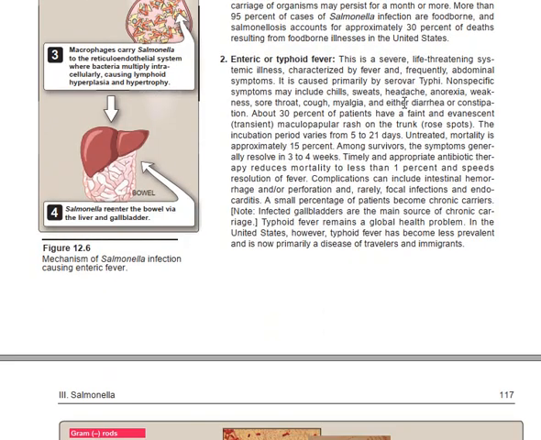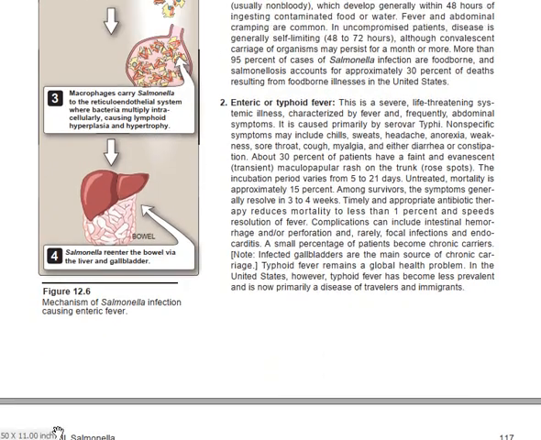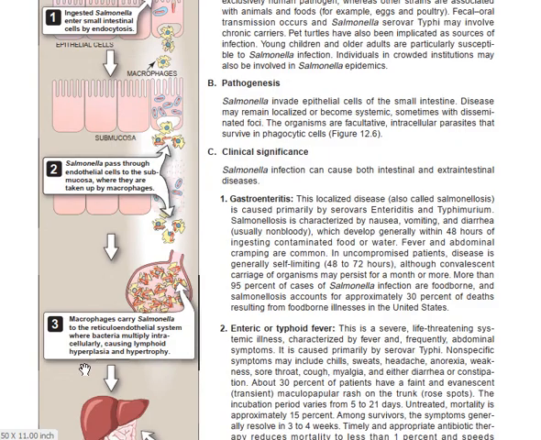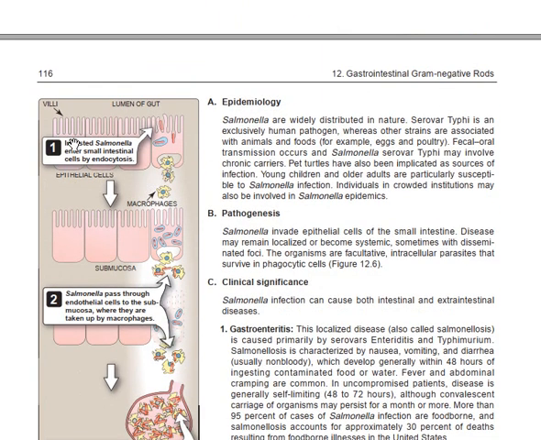Now, the next microorganism we are going to continue with is Salmonella infection causing enteric fever, like typhoid fever. You need to know that this is the lumen of the gut. What's the life cycle of Salmonella? It starts with the Salmonella microorganism being ingested, and then it enters the small intestine cell by endocytosis.